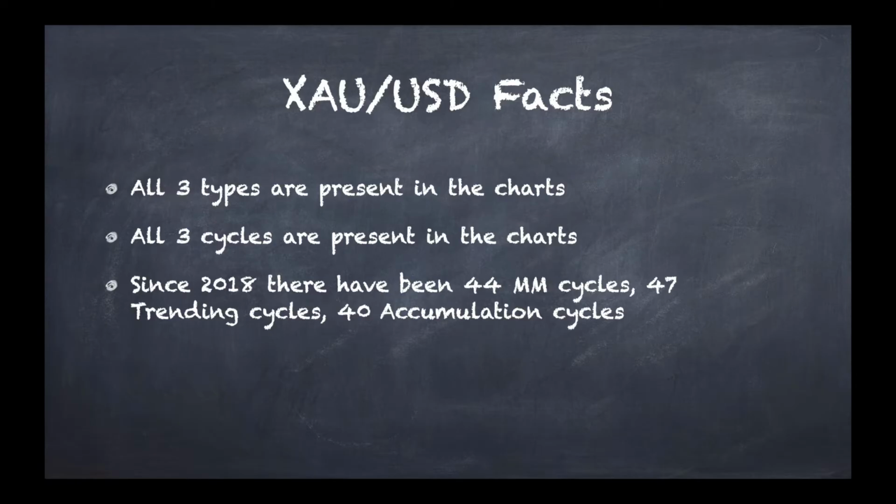I went back in time to January 1st, 2018, and from then through today, there's been 44 cycles of market maker, 47 of trending, and 40 of accumulation. I literally went back and plotted every single week since 2018. So we definitely know it's a fact that all three cycles appear.